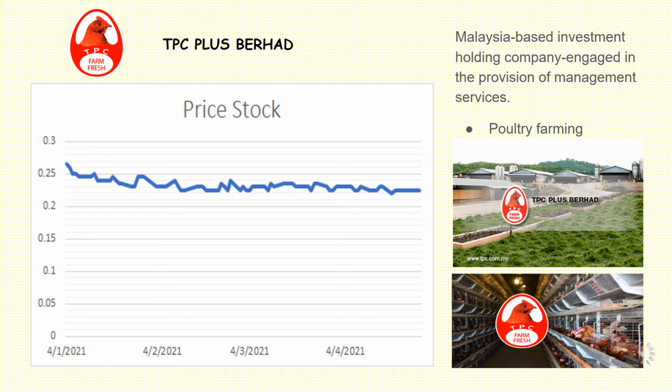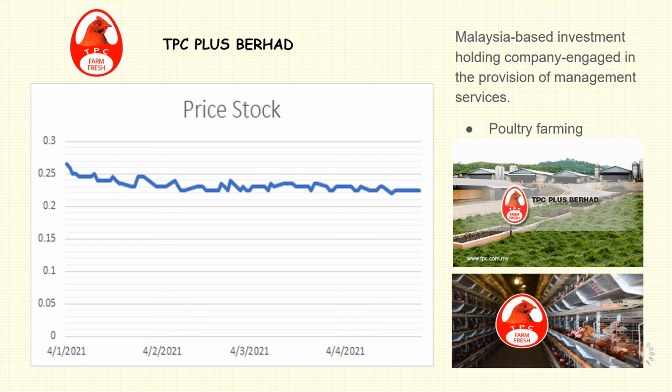So for the first company is TPC Plus Berhad. TPC Plus Berhad is a Malaysian-based investment holding company. It is engaged in the provision of management service, which is under poultry farming. So TPC Plus is the company that focuses on producing and providing a range of table eggs to all consumers. They are a grader, a packer, a marketer and distributor of shell eggs in Malaysia.